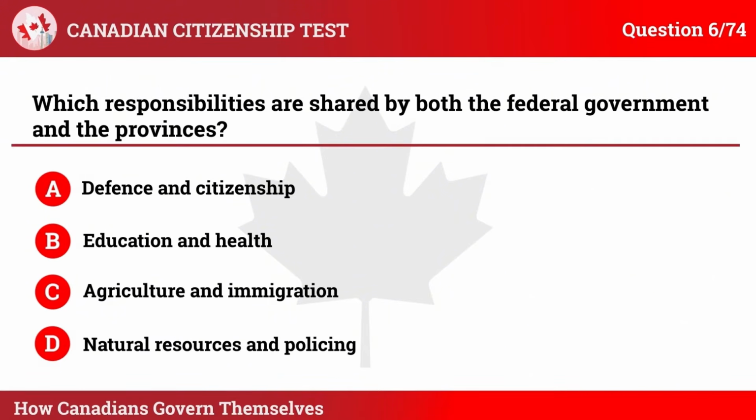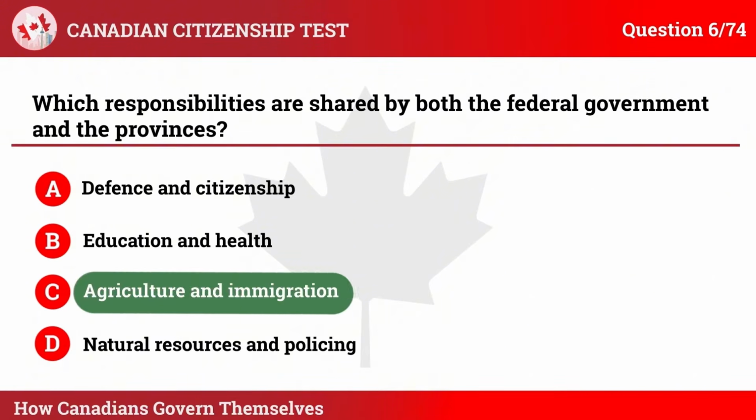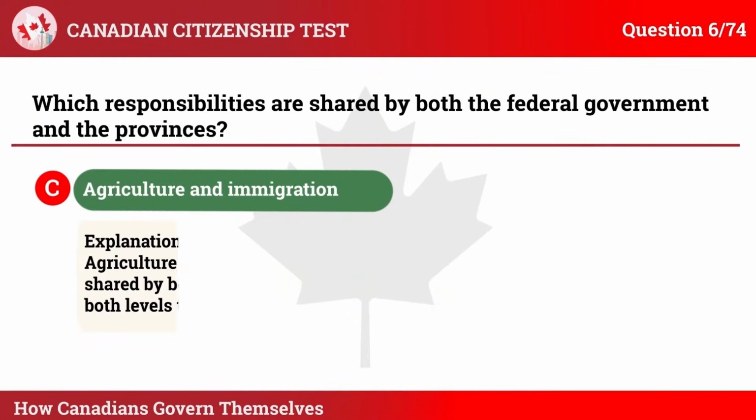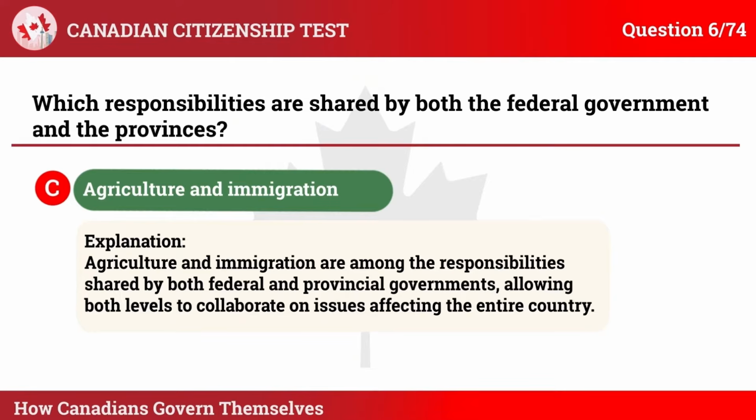The correct answer is C. Agriculture and immigration. Explanation: agriculture and immigration are among the responsibilities shared by both federal and provincial governments, allowing both levels to collaborate on issues affecting the entire country.